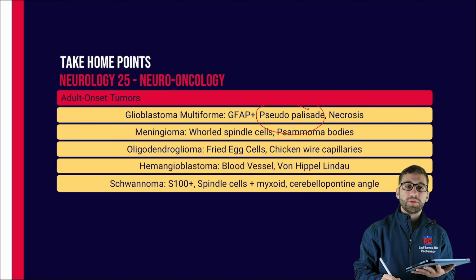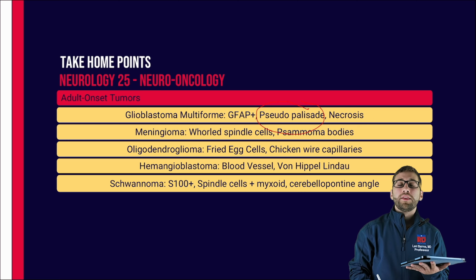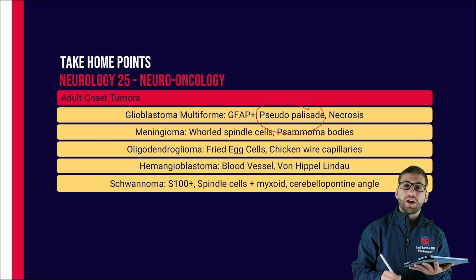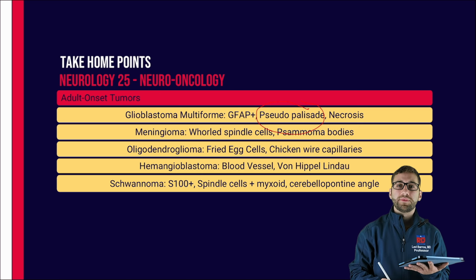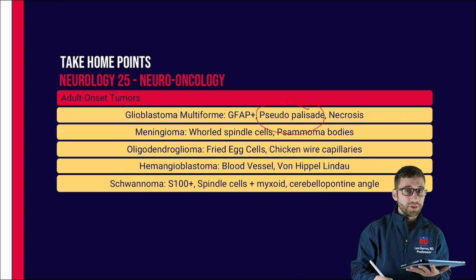Schwannomas are benign tumors of Schwann cells, commonly found at the cerebellopontine angle. They are S100 positive and consist of spindle cells and myxoid areas. Bilateral vestibular schwannomas are associated with neurofibromatosis type 2.